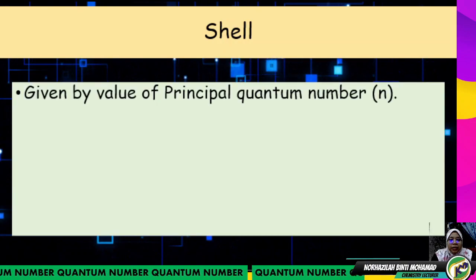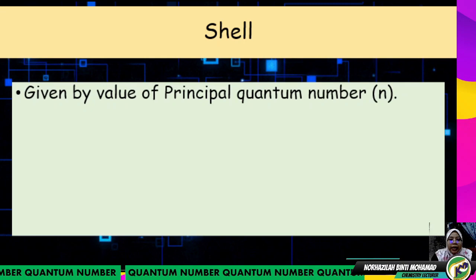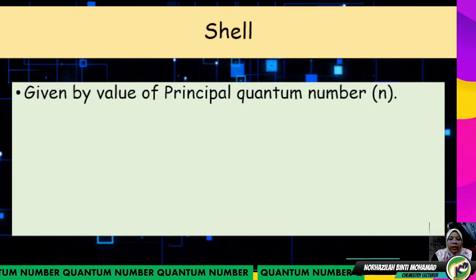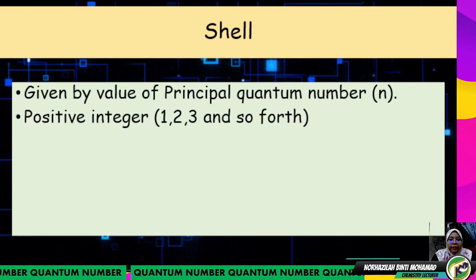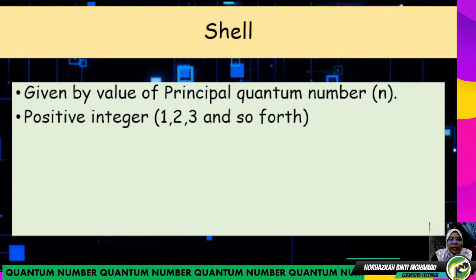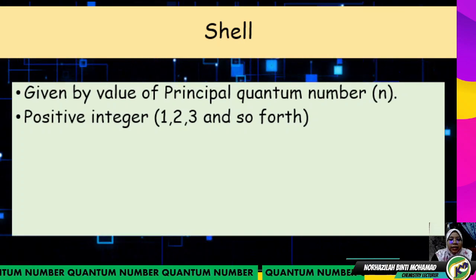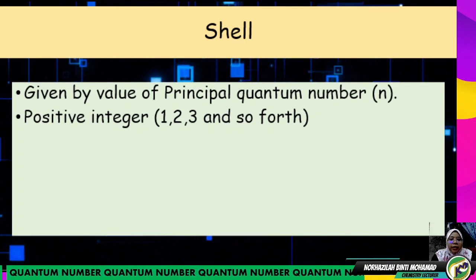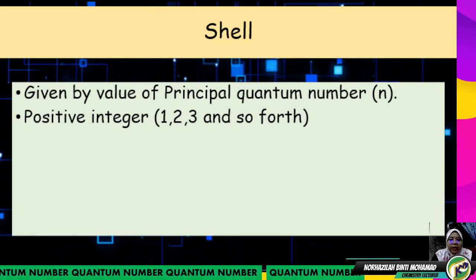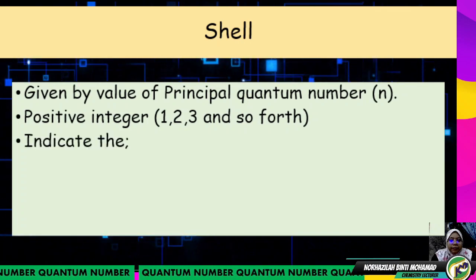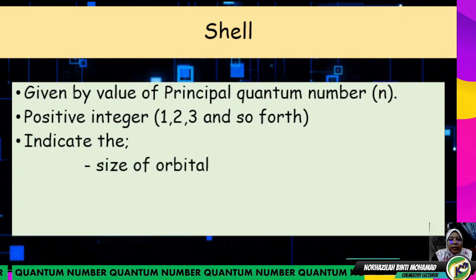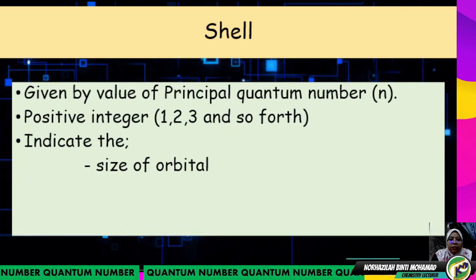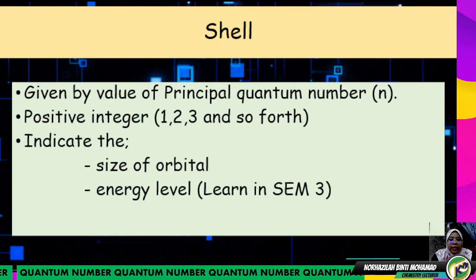So we go to the shell. I have explained earlier, the shell is given by the value of the principal quantum number. The symbol is n. The value of n is a positive integer starting from 1, 2, 3 and so forth, depending on how many shells there are. It indicates the size of orbital. A bigger value will have a bigger size of orbital, and it represents the energy level.